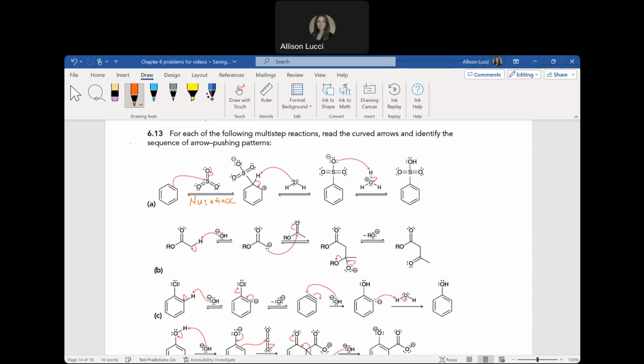And specifically, our pi bond here is acting as a nucleophile. And due to inductive effects here, we see that our sulfur atom is acting as an electrophile. So we have nucleophilic attack in our first step in this multi-step reaction.